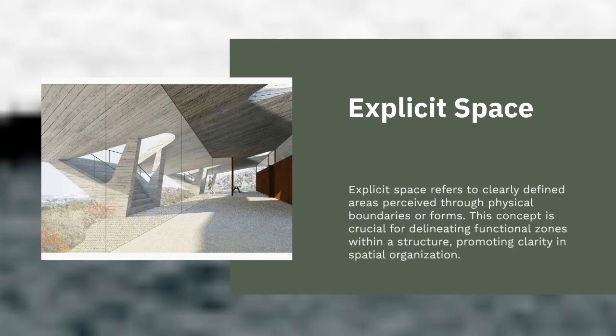Explicit space, that's the next term, and that space refers to clearly defined areas perceived through physical boundaries or forms. This concept is crucial for delineating functional zones within a structure, promoting clarity in spatial organization.